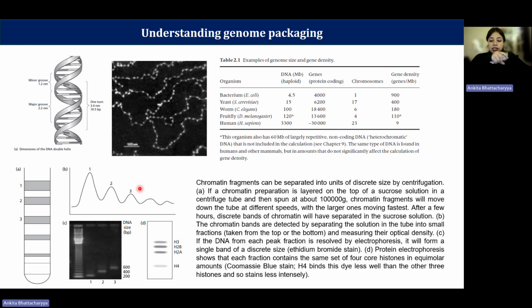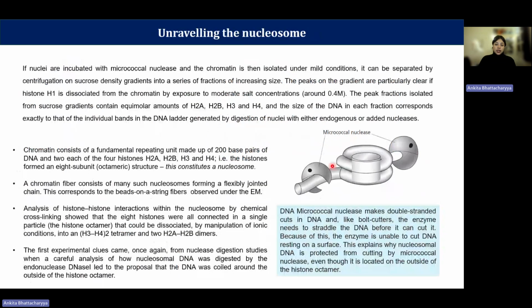And in C, you can observe that if the DNA from each of these peak fractions is resolved by electrophoresis, you'll be able to see the DNA that is bound there. And then finally, in D, you can see the protein electrophoresis for all the histones, and you can see that there are four core histones present in equimolar amounts. So, with this information, we went ahead and understood the structure of the nucleosome.